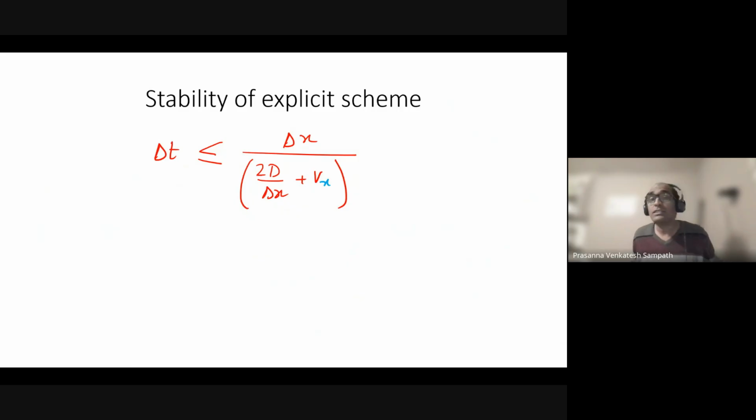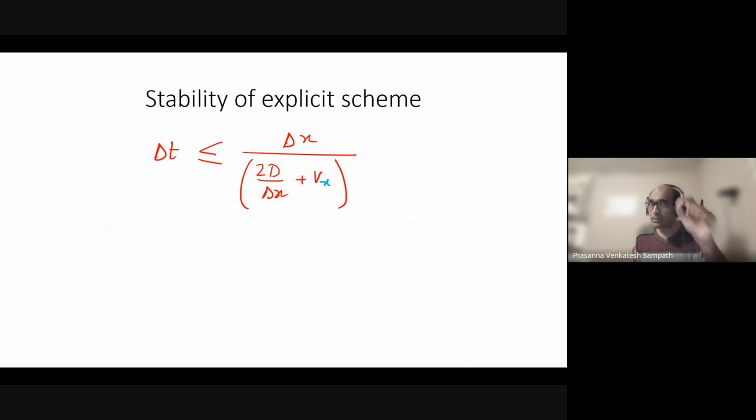Okay, so this is the condition for the stability of the explicit scheme. The implicit scheme, as I said, is unconditionally stable. So if you are using the implicit scheme, you don't have to worry about the time step. You can use any time step you want.